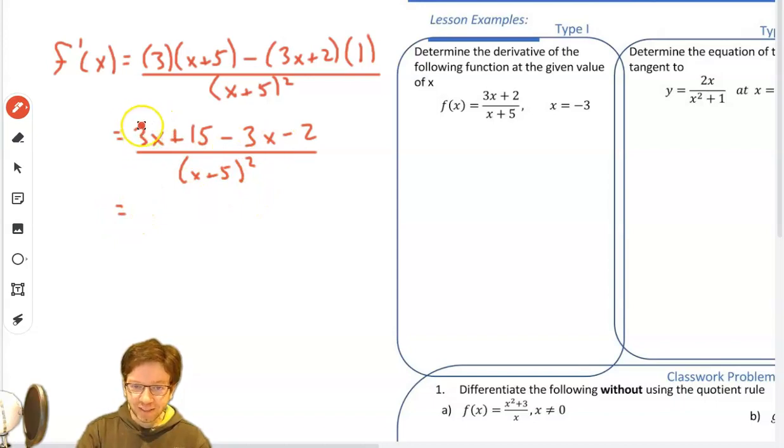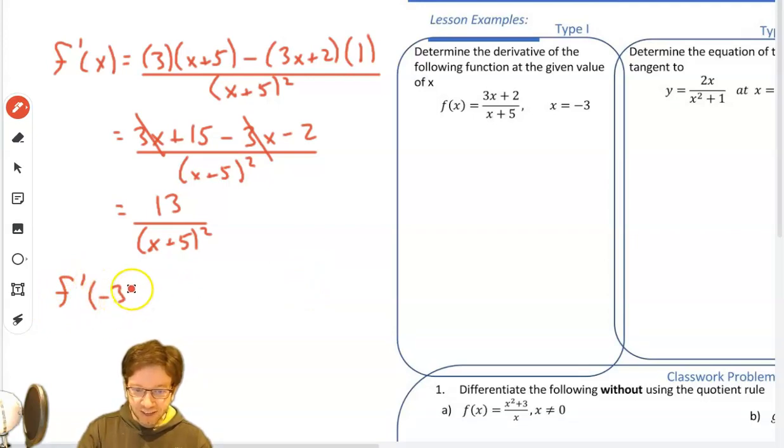Alright, so 3x minus 3x, that just goes away for us. And we're just left with 13 over x plus 5 squared. Alright, now the question is asking to find it at negative 3. So we're going to find f prime at negative 3. And that'll give us 13 over negative 3 plus 5 squared. Negative 3 plus 5 is just 2, and 2 squared is 4. So we get 13 over 4.